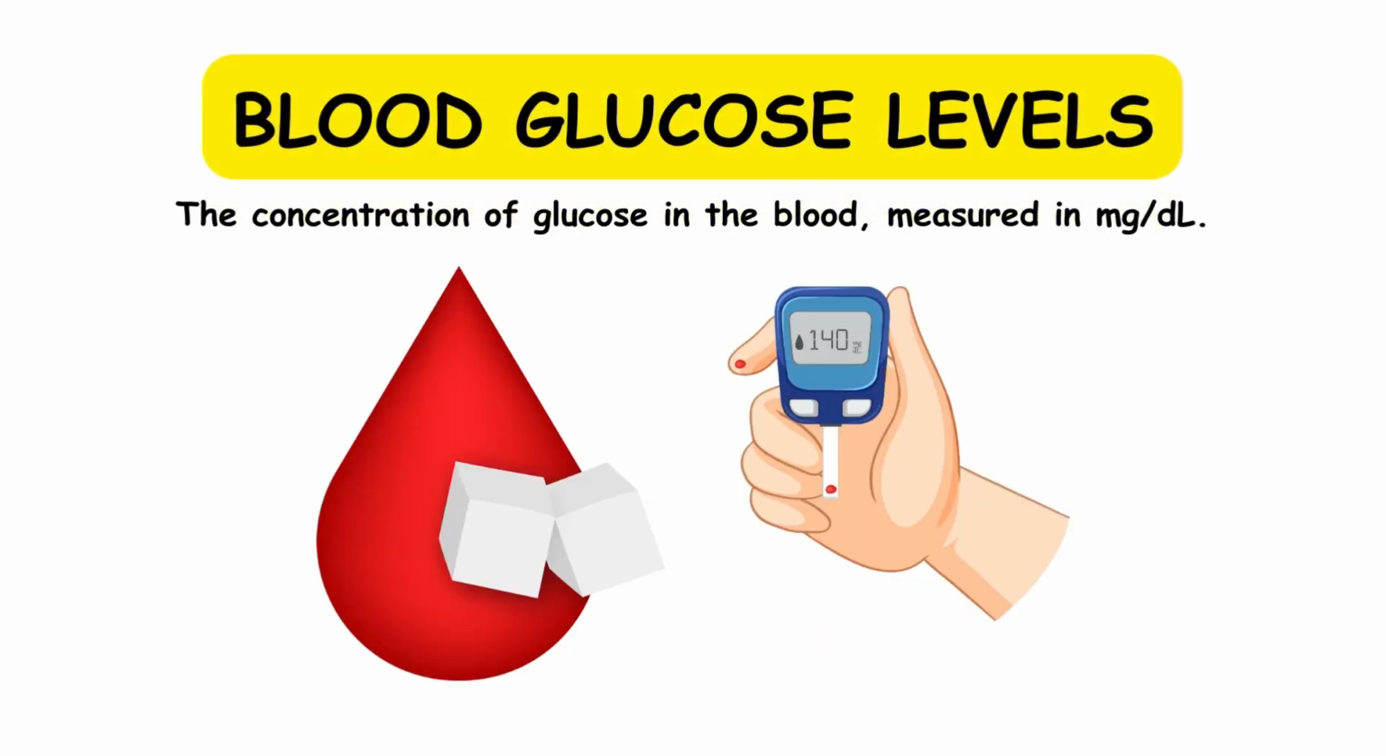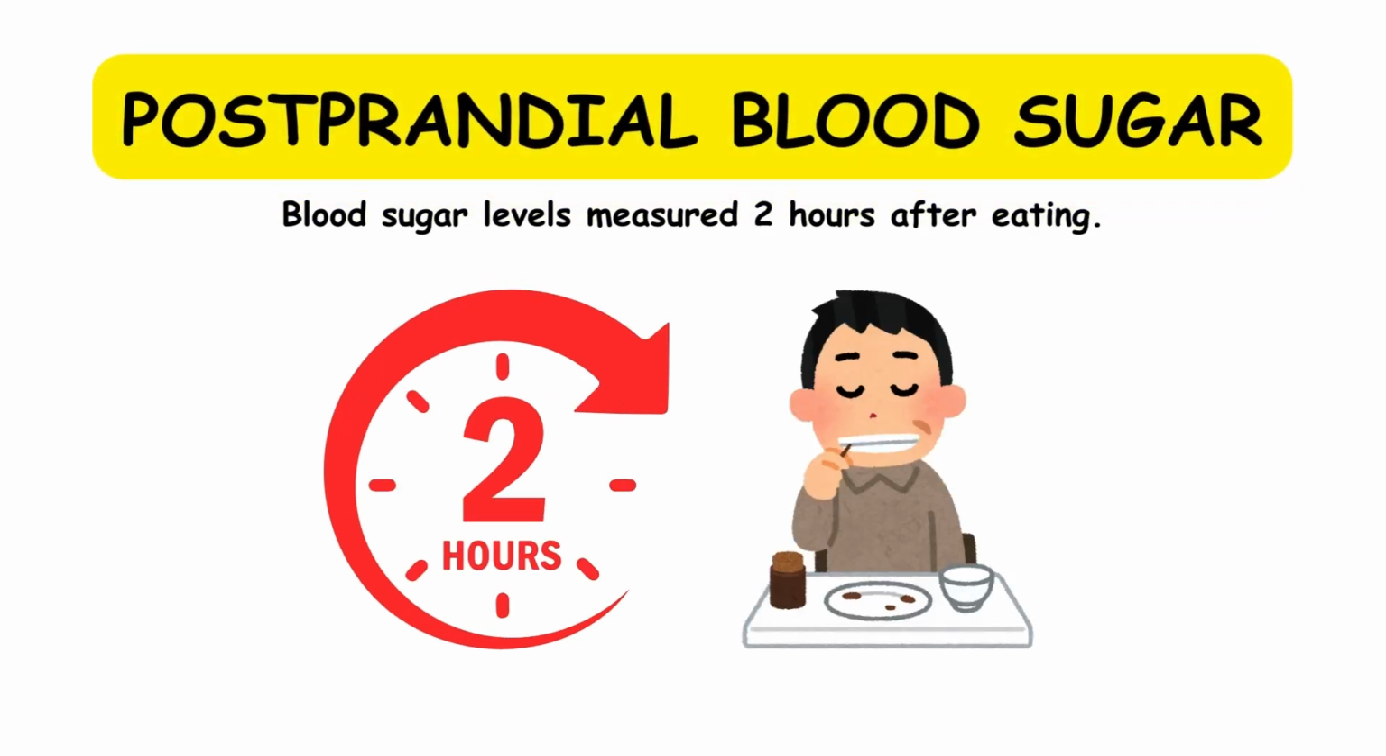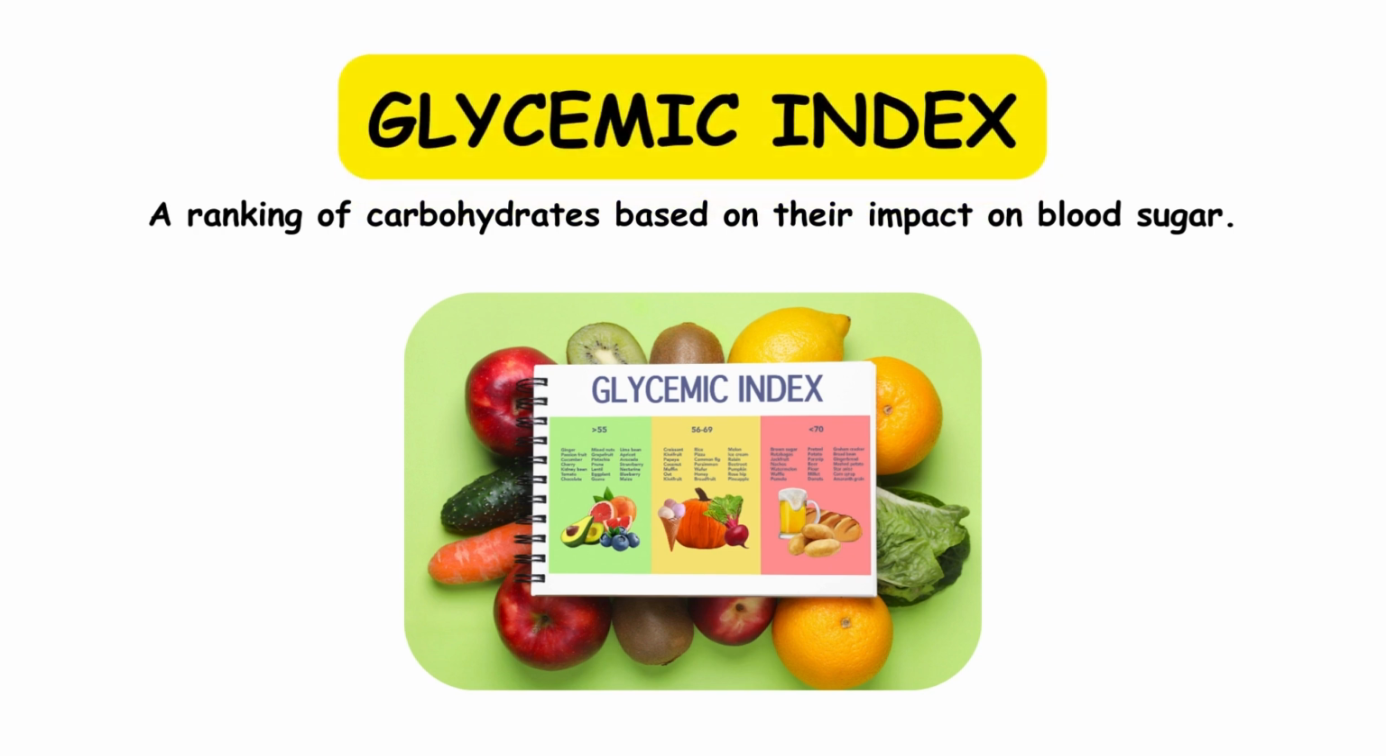Blood glucose levels. The concentration of glucose in the blood, measured in milligrams per deciliter. Fasting blood sugar. Blood sugar levels measured after not eating for 8 hours. Postprandial blood sugar. Blood sugar levels measured 2 hours after eating. Glycemic index, a ranking of carbohydrates based on their impact on blood sugar.